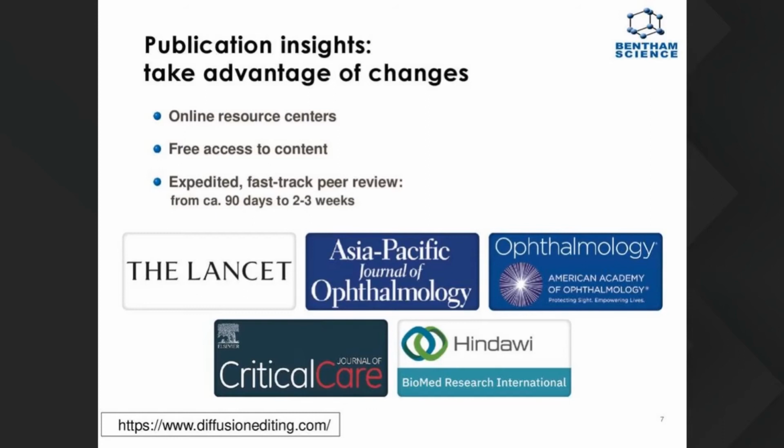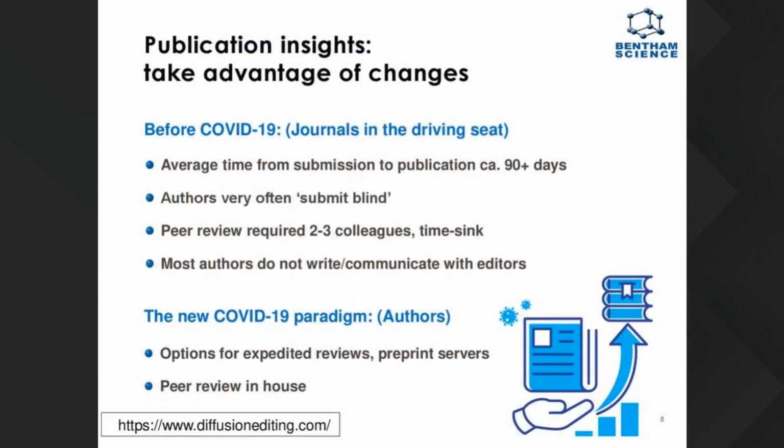So let's have a think about this in some more detail, how you can take advantage of the kinds of changes that we're seeing in the publishing industry as a result of the current pandemic. Indeed, now journals are less in the driving seat in this process than they were before the pandemic. Certainly, the average time from submission to publication was around 90 days pre-COVID-19. Now, of course, it's much, much faster. People are moving much more towards open access outlets for their publications, and authors are in control.